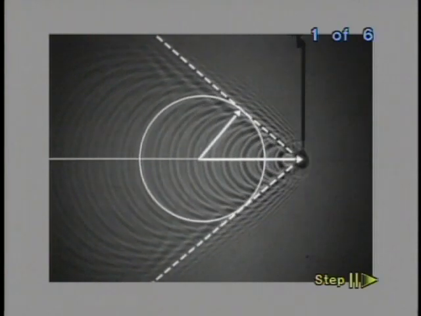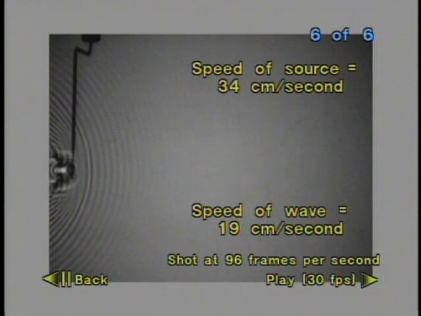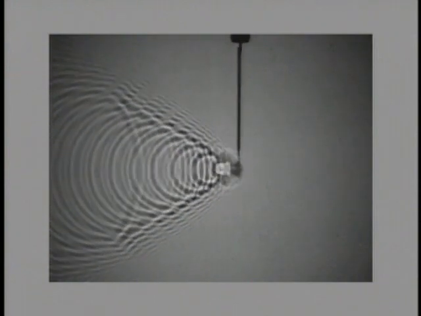Draw a circle around the source. You can use the angle of shock wave motion to compute the ratio of the source and wave speeds.